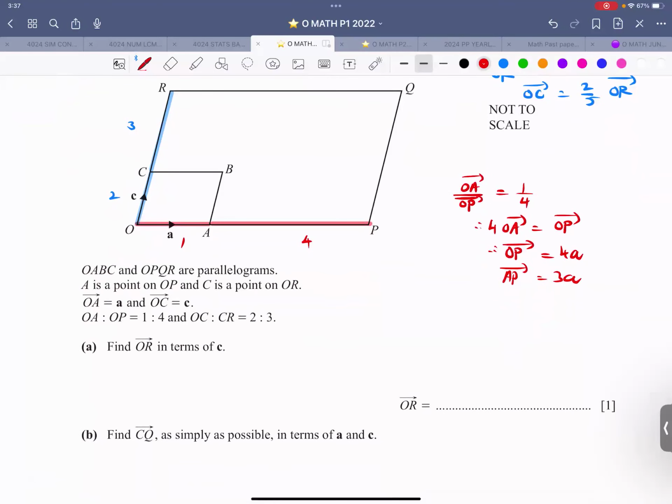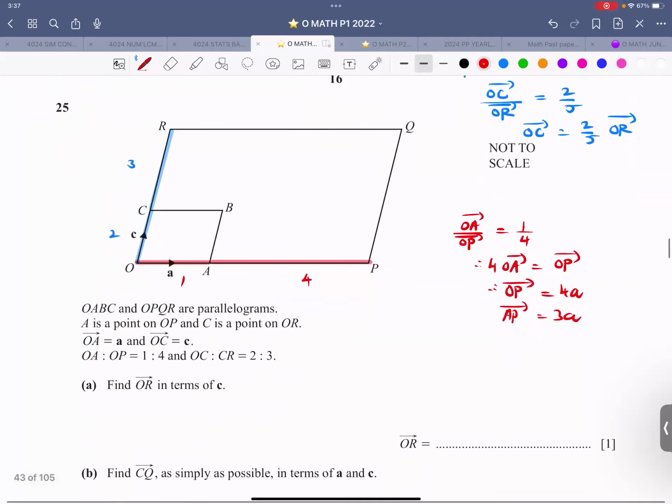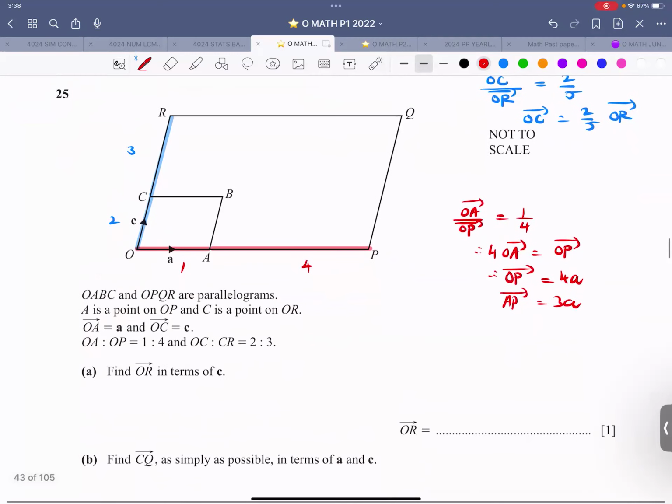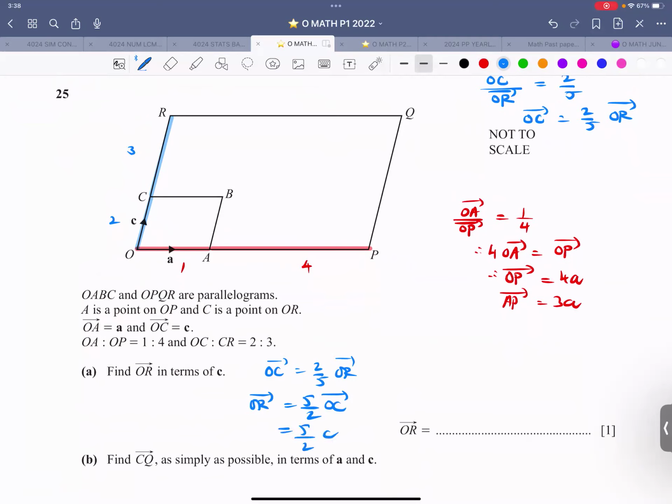Now it says find OR in terms of C. So OR in terms of C. I think I'll be using this thing. OC is 2/5 OR. OR is 5/2 OC. OC is C. That's 5/2C.